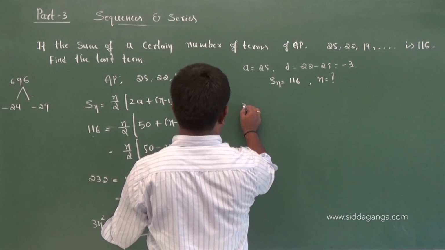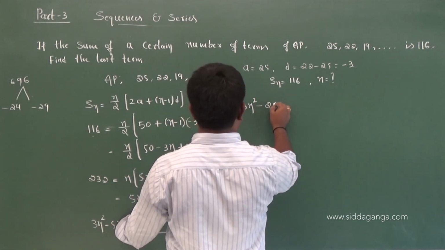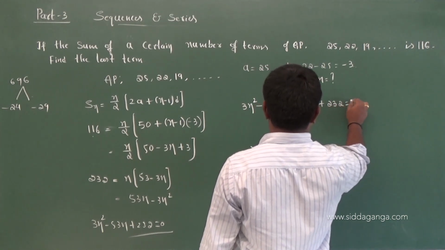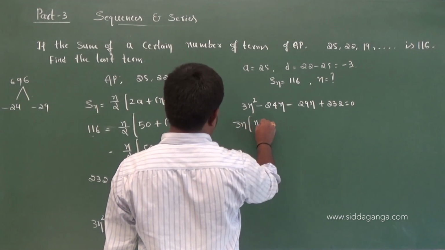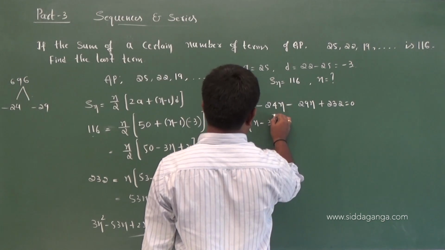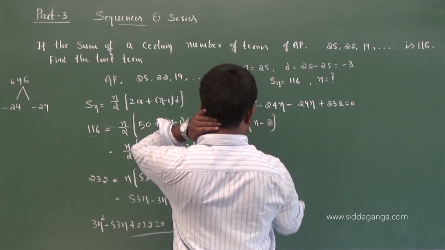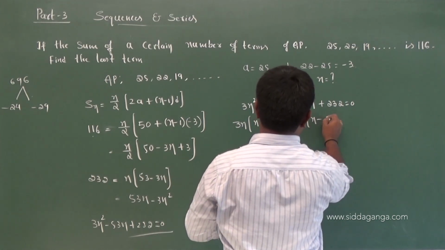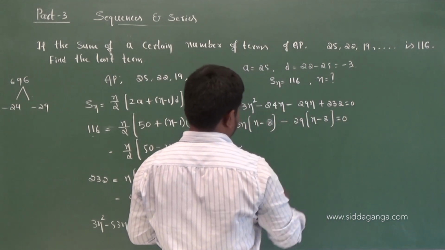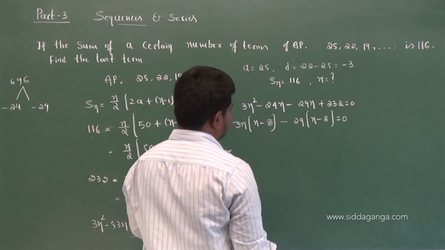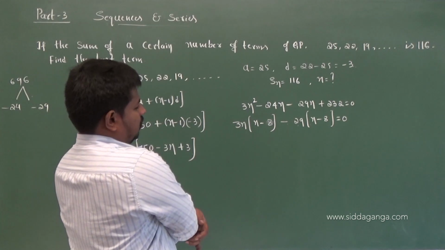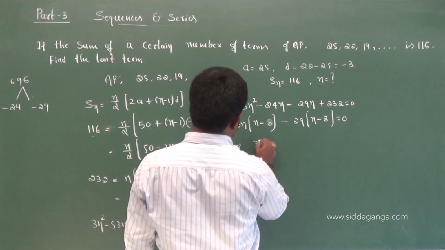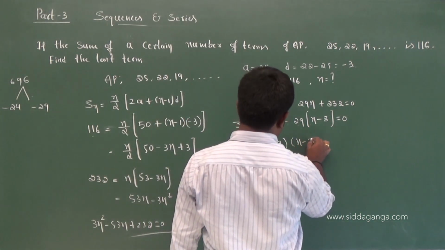Okay, now this can be written as 3n square minus 24n minus 29n plus 232 is equal to 0. Let me take 3n outside: 3n into n minus 8, minus, if I take 29 outside, you get n minus 8, that is equal to 0. Yes, so you get 3n minus 29 into n minus 8 equal to 0.